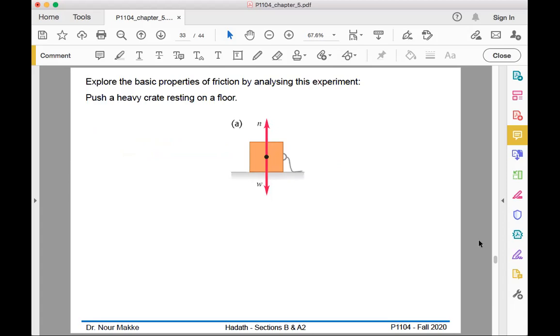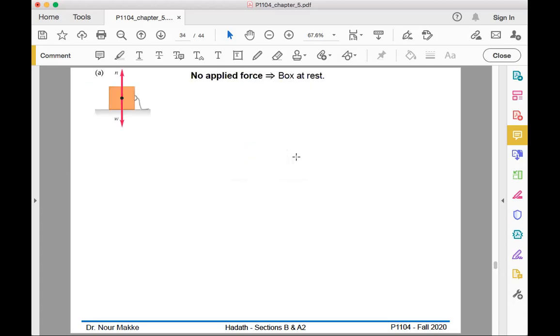In order to introduce this, let's take this simple example. Let's explore the basic properties of friction by analyzing this problem. We are going to push a heavy crate resting on a floor. So this is a crate which is resting on this floor in gray. It's attached to a cord somewhere in here. And we are going to try to pull this crate. So what happens? We are going to go through it in steps.